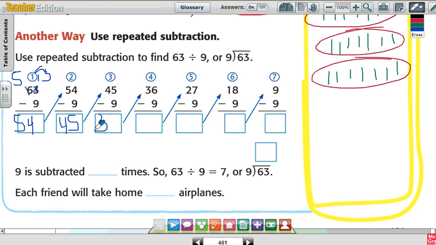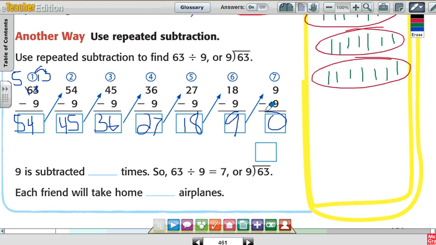45 minus 9 is 36. Okay, and they put that at the top, and 36 minus 9 is 27. They put that number at the top. 27 minus 9 is 18. 18 minus 9 is 9. And 9 minus 9 is 0.